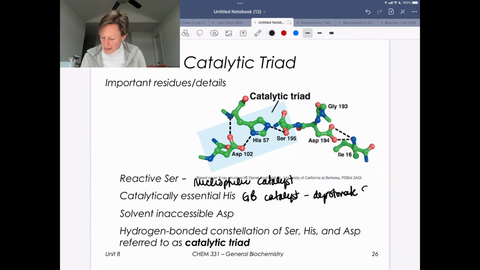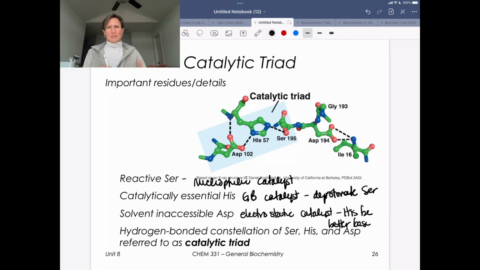It's going to deprotonate our serine. And that solvent inaccessible aspartic acid is going to be an electrostatic catalyst. So it's going to make histidine be a better base. So these work sort of like the Three Musketeers, if you will. We've got aspartic acid that's making histidine be a better base. Histidine as a base is going to deprotonate serine, and then serine goes and does its chemistry.